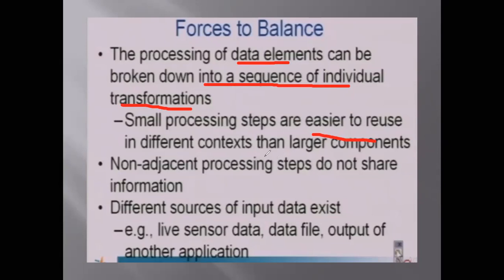The other thing I need to keep in mind is that non-adjacent processing steps do not share information. Only the adjacent filters will be sharing information, but the non-adjacent filters will not be communicating with each other. The sources of input data can also be different. It can be live sensor data, a data file, or output from another application. The data can be of uniform format or of different formats.